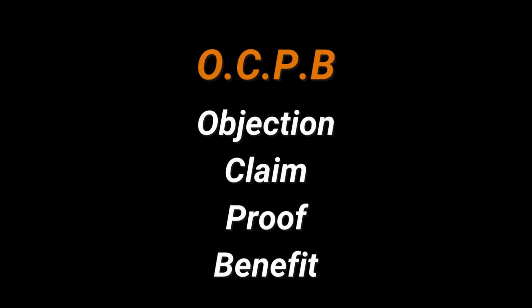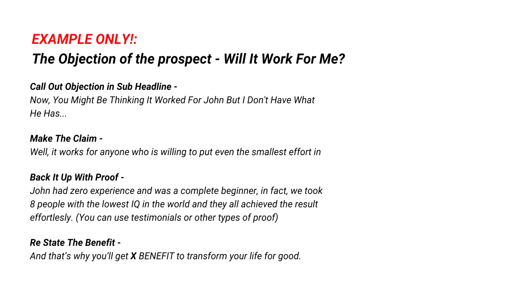And you can do this by using a framework that's used in Agora called OCPB, which stands for Objection, Claim, Proof, Benefit. So for example, let's start with the objection, where your prospect is skeptical about if whatever product you're selling will work for them. You'll turn the objection into a headline such as, now you might be thinking, does this work for me?